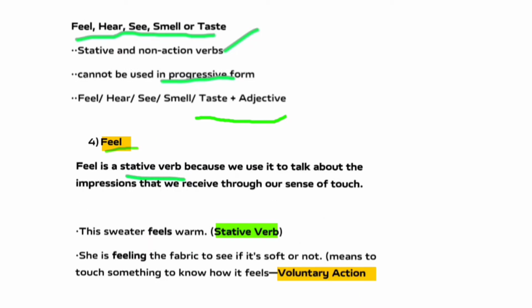Feel is a stative verb because we use it to talk about the impressions that we receive through our sense of touch. Like in the sentence, this sweater feels warm. It is a stative verb here. It shows a state or your personal belief or perception towards that sweater. But if we say she is feeling the fabric to see if it's soft or not, meaning to touch something to know how it feels, it's again a voluntary action.